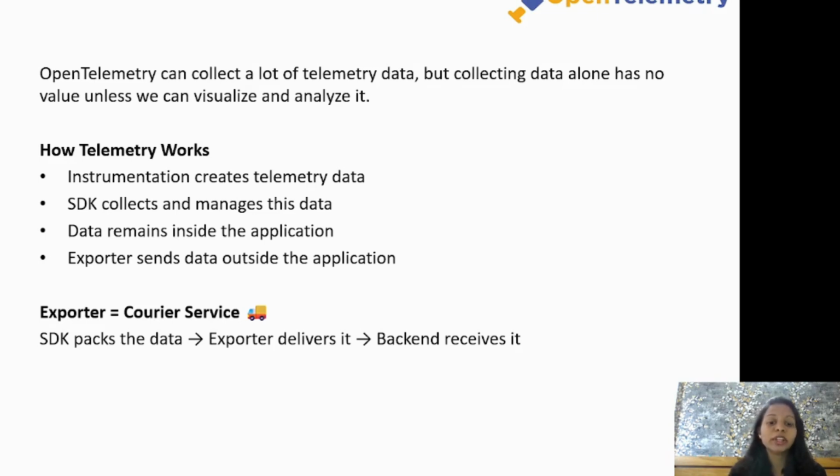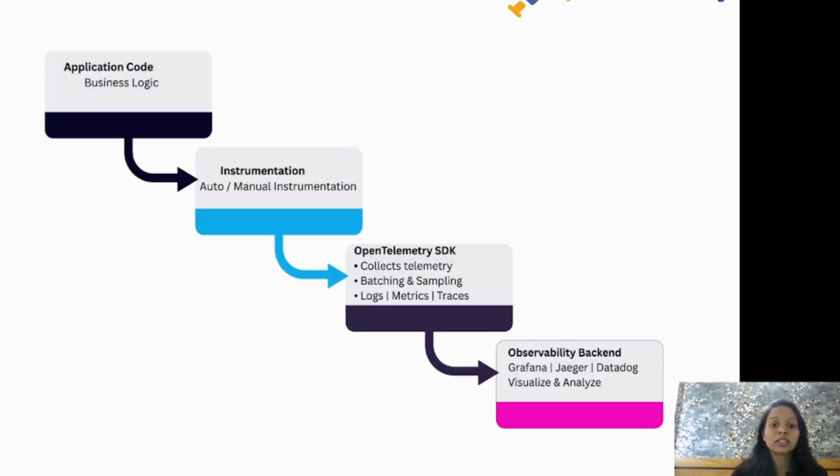analyze it. The telemetry lifecycle works like this. Instrumentation generates data, the SDK manages and buffers it, and the data stays inside the application memory. Now comes the exporter. Think of the exporter as a courier service. The SDK packs the parcel, the exporter delivers it, and the backend receives it. Without an exporter, OpenTelemetry would be like collecting parcels but never shipping them. Got it? Now, this is the overall architecture of OpenTelemetry.